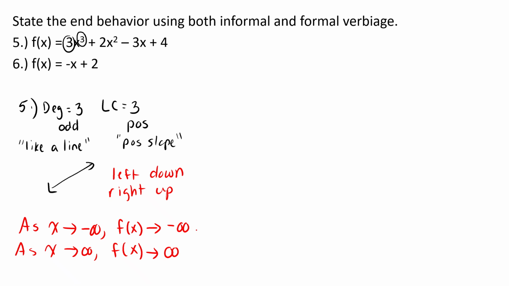All right, for this next one, this looks like degree 1, and a leading coefficient of -1. What's important is that the degree is odd and the leading coefficient is negative. Over in the one that I just did, I said degree 3 is odd, so that's going to make it like a line. This one actually is a line. When you have degree 1, that actually is a line. And that negative means it's a line with negative slope.